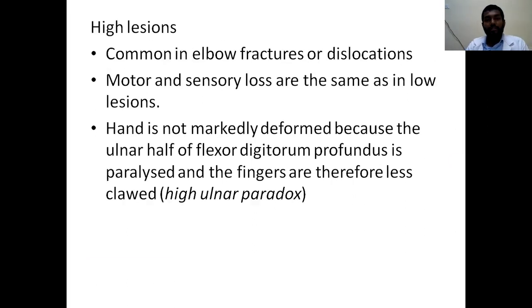Now a high lesion is common in elbow fracture or dislocations. Motor and sensory loss are the same as in low lesion. Hand is not markedly deformed because the ulnar half of flexor digitorum profundus is paralyzed and the fingers are therefore less clawed.